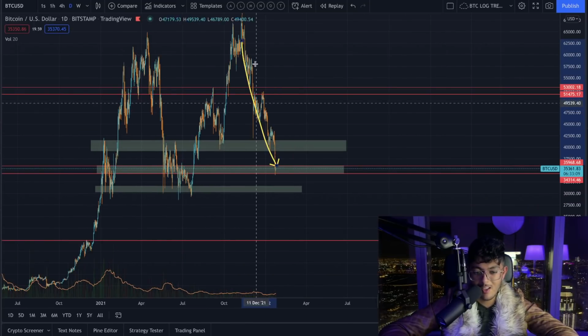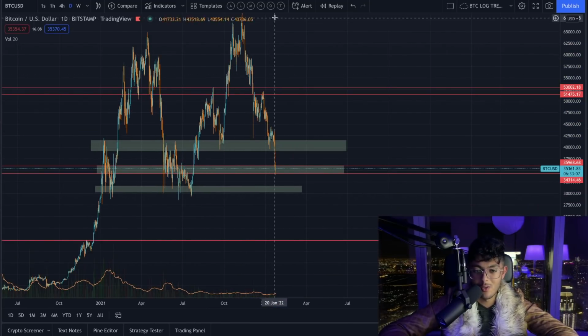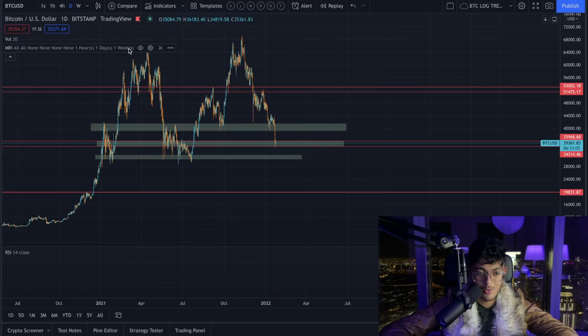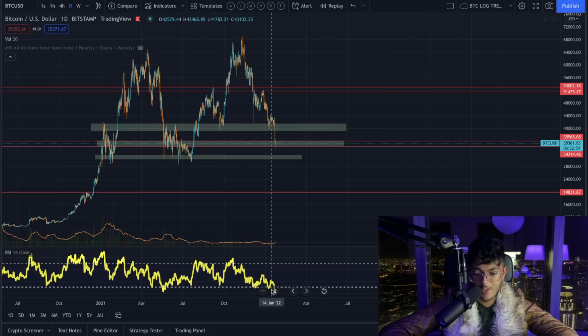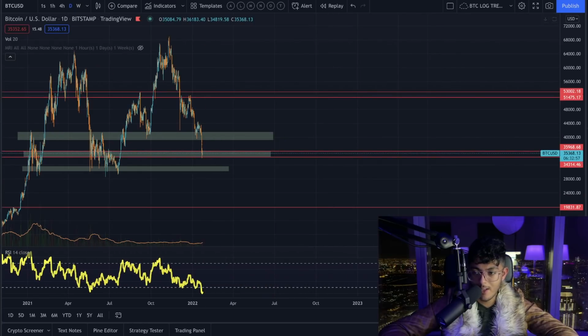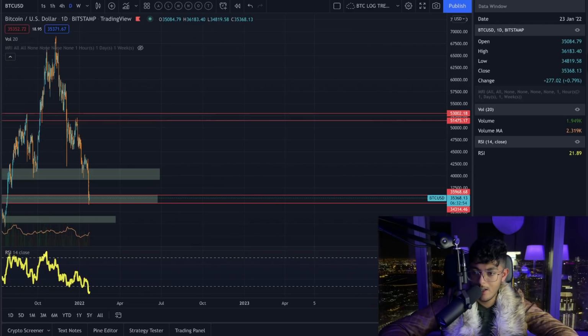In fact, I think that the RSI would show us the same thing as well. Let me just take a look at this right now. Let's see what the RSI is saying. Wait for it to load up for a second. And yeah, we are oversold right now. The current reading of the RSI is 21. Being oversold means anything below 30.